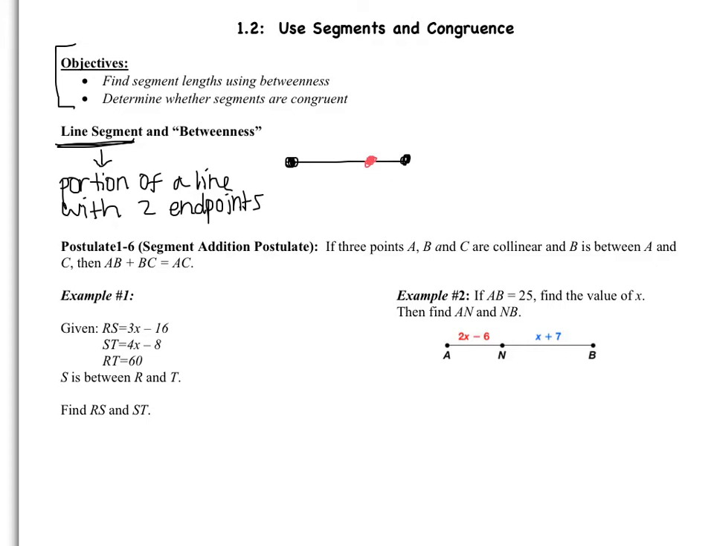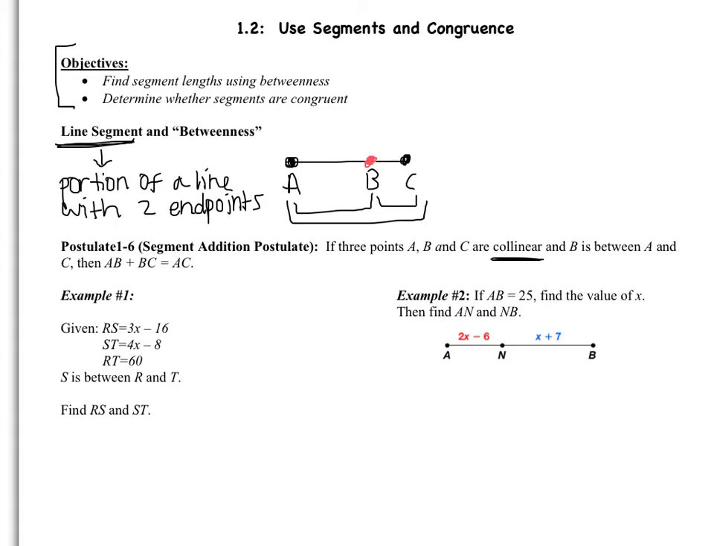So we have this postulate 1.6, which is the segment addition postulate. It says if 3 points A, B, and C are collinear, remember that collinear means they're on the same line, so our 3 points above are collinear, and B is between A and C. Okay, so B is our point in between A and C. Then AB add BC gives you the entire segment AC.